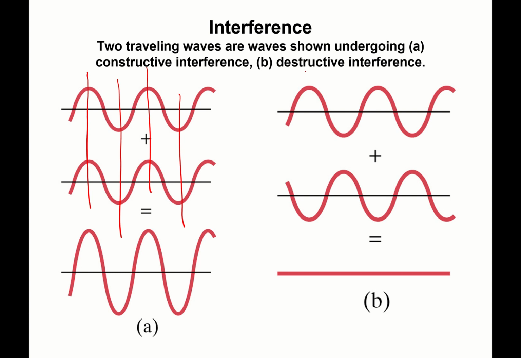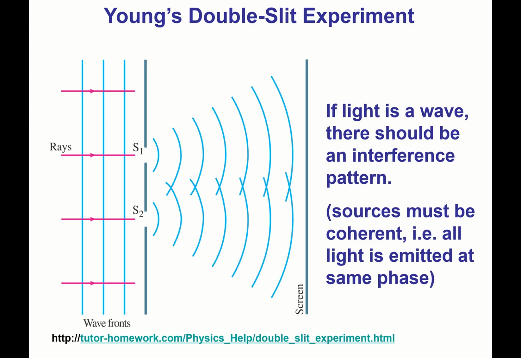If they're 180 degrees out of phase, then one of them has a peak when the other one has a trough. And if we add those up together, we always have a positive and a negative of the same size, and they completely destroy each other. So that's destructive interference. And usually in real life, what we get is something in between the two, partially constructive or partially destructive.